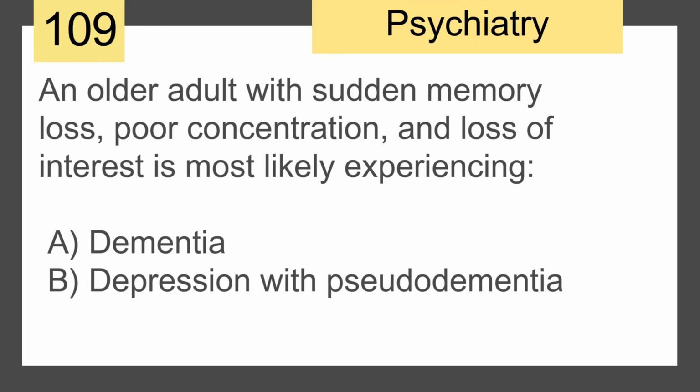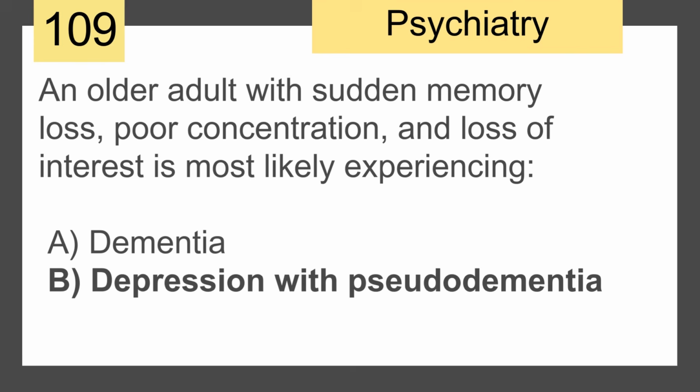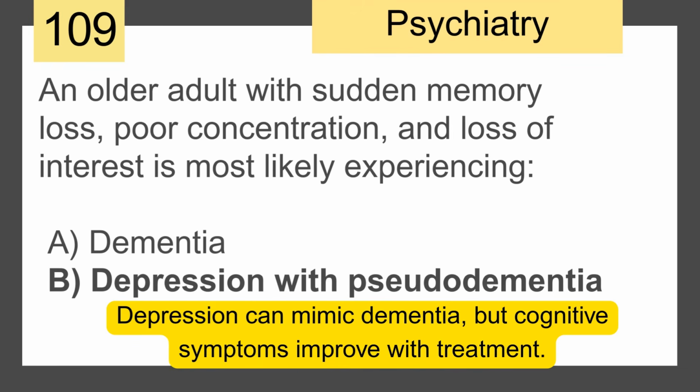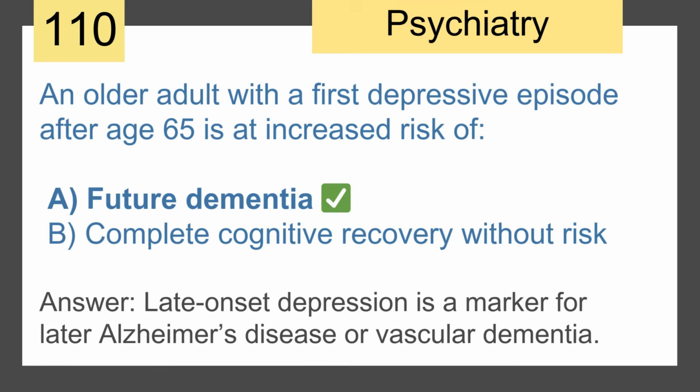Question 109. An older adult with sudden memory loss, poor concentration, and loss of interest is most likely experiencing depression with pseudo-dementia. That's why they have the loss of interest, and it was sudden. It wasn't gradual like with dementia. Depression can mimic dementia, but cognitive symptoms improve with treatment as opposed to dementia. Question 110. An older adult with a first depressive episode after age 65 is at increased risk for future dementia. Late onset depression is a marker for late Alzheimer's disease or vascular dementia.